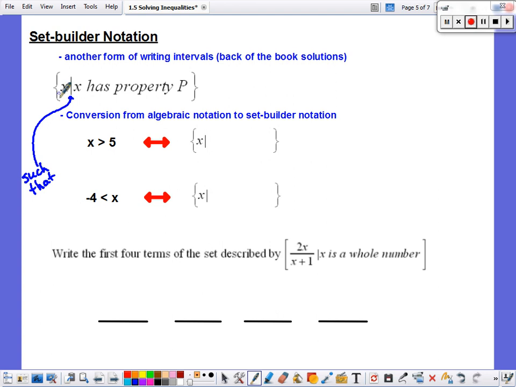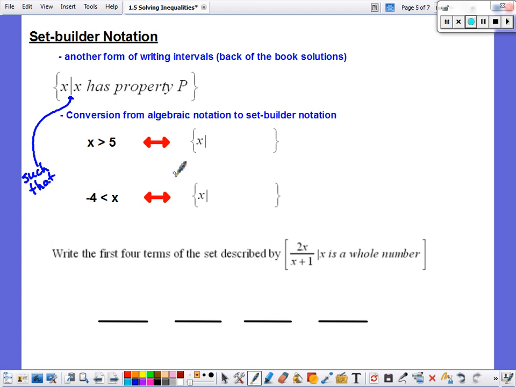So we have the values of x such that x has some kind of property, and we'll call the property P of some sort. For us, this is just very basic. In college algebra, you'll get more advanced. But if you take a look here, we're converting an algebraic notation into a set builder notation.